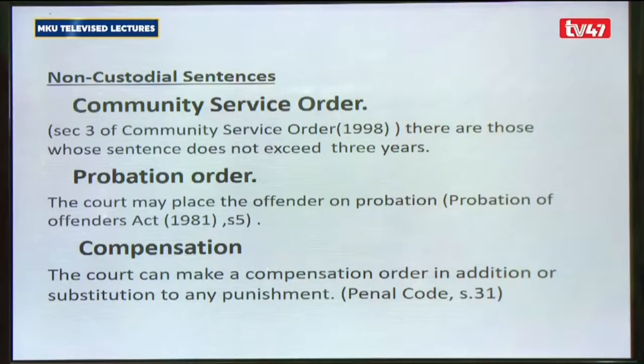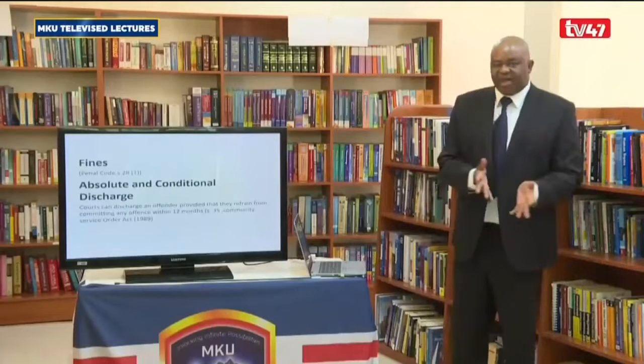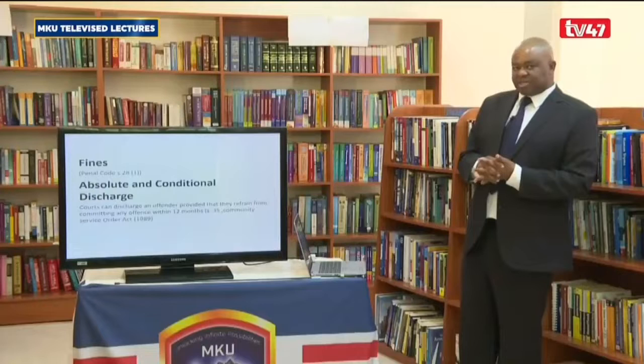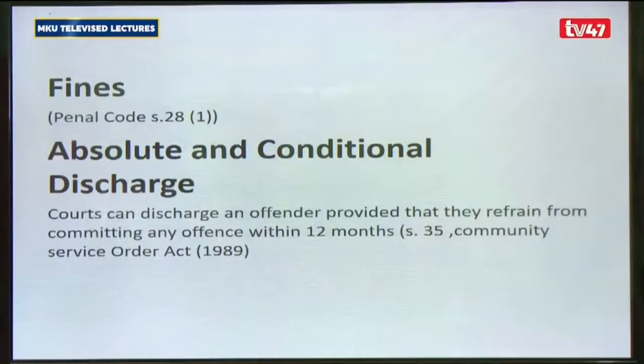Then we also have probation under the Probation of Offenders Act of 1981 at Section 5. An accused person may be put on probation or under probation. Then there's an aspect of compensation, especially if you look at Section 31 of the Penal Code, whereby the complainant may be compensated in lieu of the sentencing. Then fines, of course. The Penal Code allows for fines as a way of sentencing.